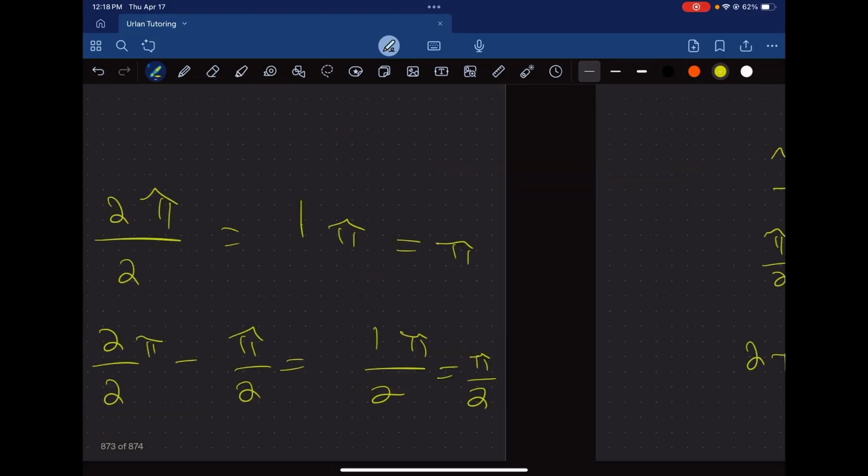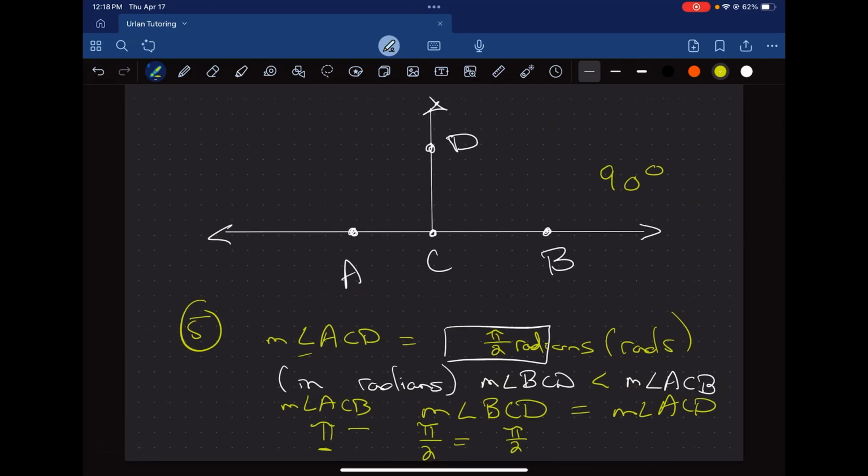All right, so that's all we have for right now. I hope this elucidated this a little bit more. We can definitely go over radians, unit circle, a lot more in session, okay?